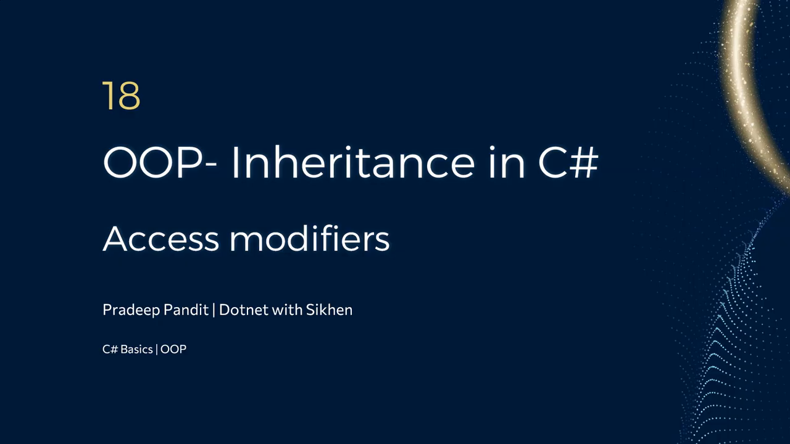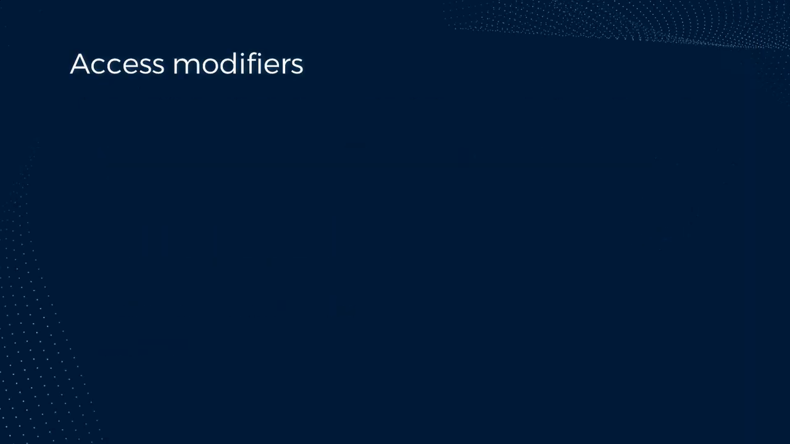I have already discussed two of the access modifiers, that is private and public. So I thought to discuss all the access modifiers available in C Sharp. I have kept it after inheritance in C Sharp, so I think this is the right time to discuss access modifiers. So let's get started.